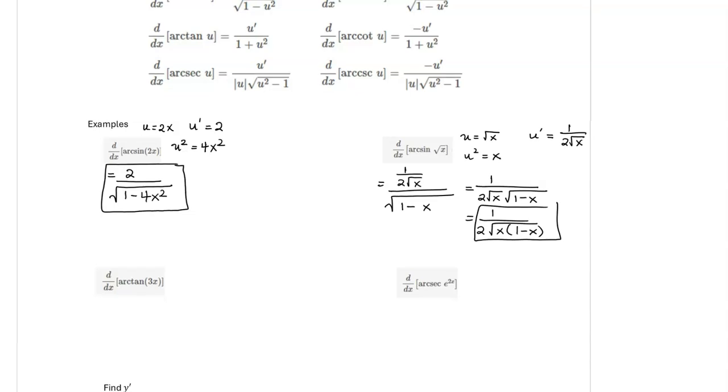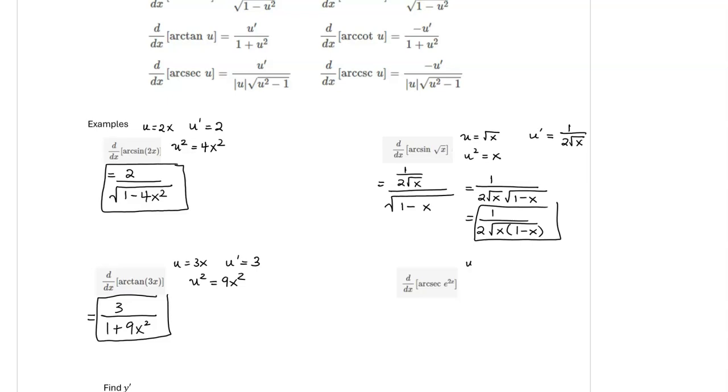In our next example, u, which is the input to arctan, is 3x. Our u prime is simply 3, and our u squared is 9x squared. So now we will be filling out this expression to get the derivative of that arctangent function. We have u prime in the numerator, which is simply 3, and then in the denominator we have 1 plus u squared, which is 1 plus 9x squared.